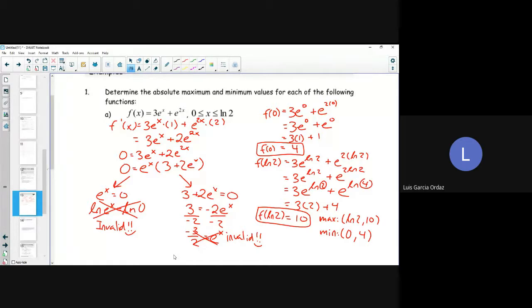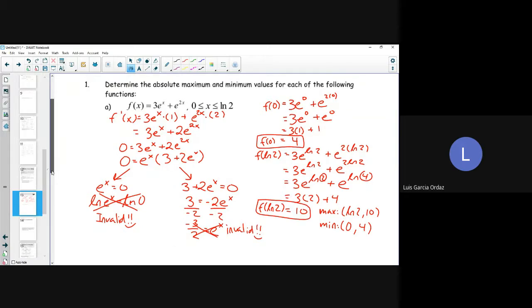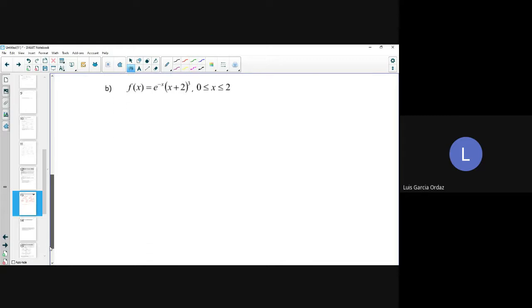So now let's try our next example, which is f of x is equal to e to the negative x times x plus 2 to the power of 3. So we have our p of x and our q of x. So what derivative law are we going to have to use to help us find the derivative of this function?